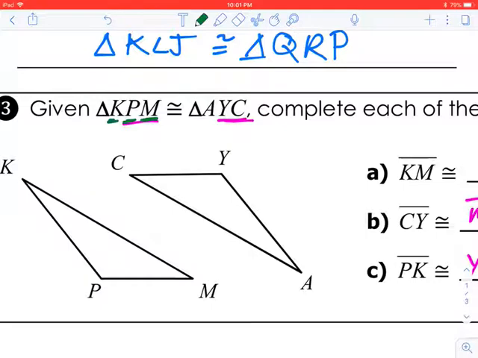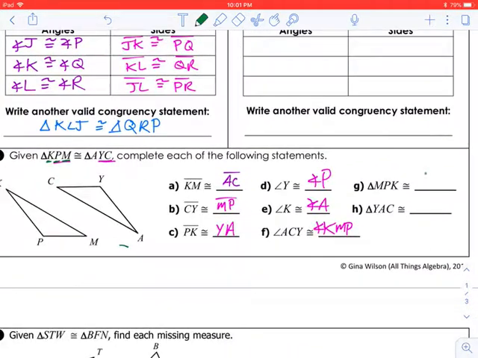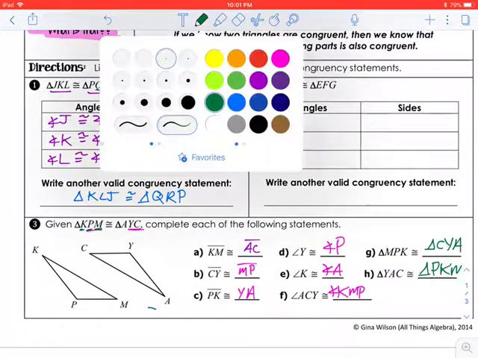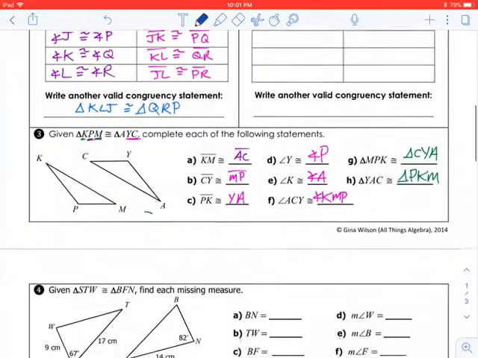It's backwards, so CYA would be that one. Triangle CYA. And then the last one says YAC, so second, first, third. Second, first, third would be PKM. Triangle PKM. Okay? So all those corresponding parts go together there. Okay? So let's go to the back side here.